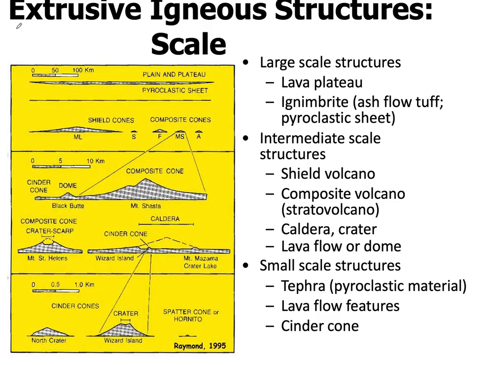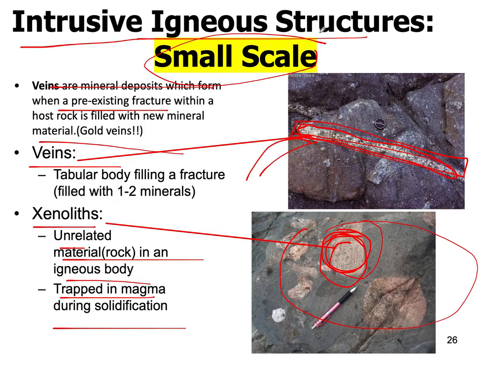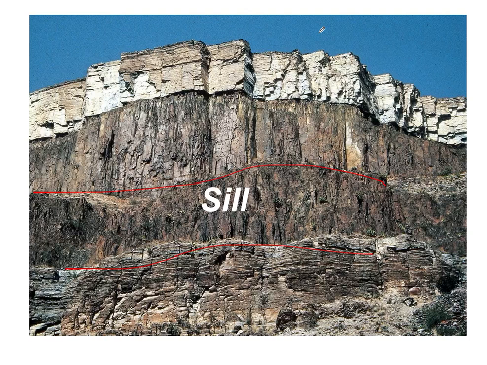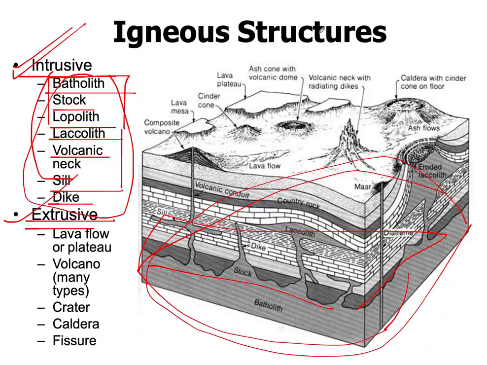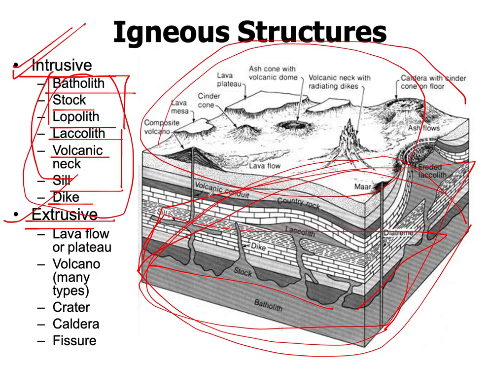Okay, now let's discuss extrusive rock. So this is the complete description of intrusive rock: small scale, intermediate scale, and then large scale. This is a complete description of all that on a very small scale. Okay, I'm not going to deep dive into it, but this is a small presentation, that's why I discussed that. Now let's discuss what is happening at the surface.